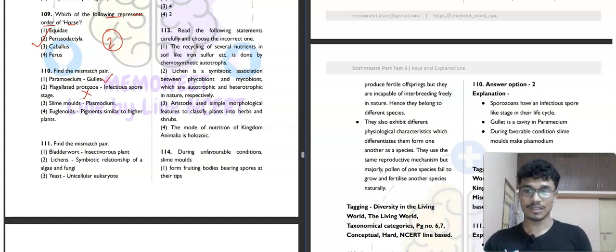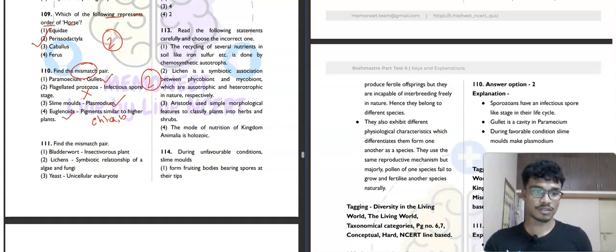Now the slime molds, Plasmodium. During favorable conditions, slime molds make Plasmodium, which is absolutely correct. The euglenoids have pigment similar to chlorophyll of higher plants. They have chlorophyll A and B, quite similar to higher plants. That's why this is also correct. Then the second option will be our correct answer, finding the mismatch pair.